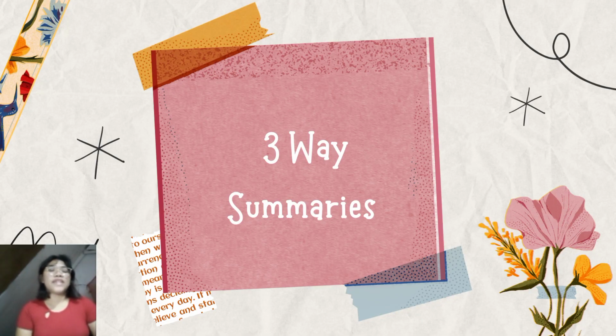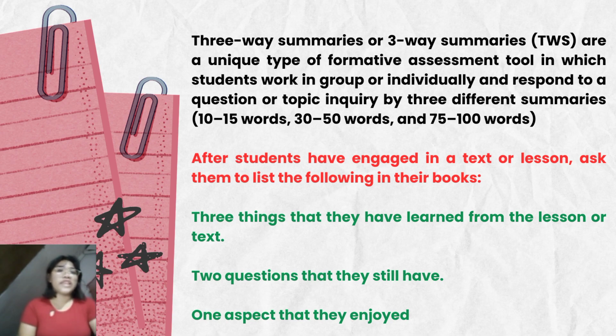So a three-way summarize, or the TWS, is a unique type of formative assessment tool in which students work in a group or individually and respond to a question or topic inquiry by three different summaries: 10 to 15 words, 30 to 50 words, and 75 to 100 words. You can also use the 3-2-1 structure to help the students identify the main ideas from the supporting information.